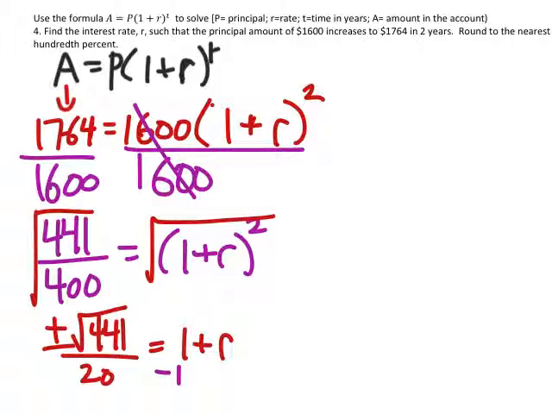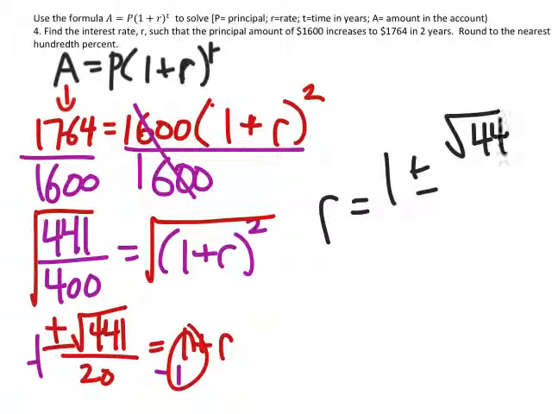So subtracting 1 from both sides would give us the R value. So these cancel out, and we have R equals negative 1 plus or minus 21 over 20. So let's see what those two answers are. And yes, that's a negative 1. I'm just going to use a calculator to find both answers.